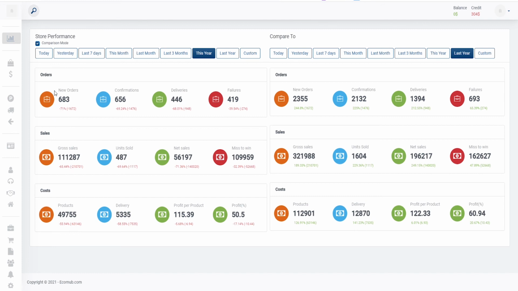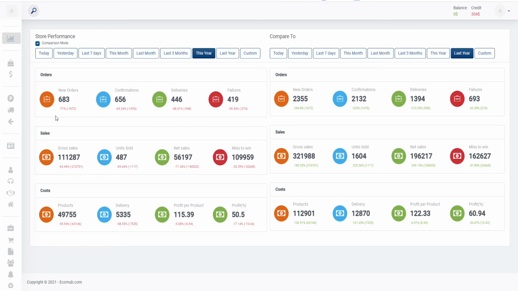Here this time frame of this year is minus 71%, and here a 244% increase. Of course these two time frames are not reflective of the state, because this year we only got 3 months, whereas last year is compared to the full 12 months.